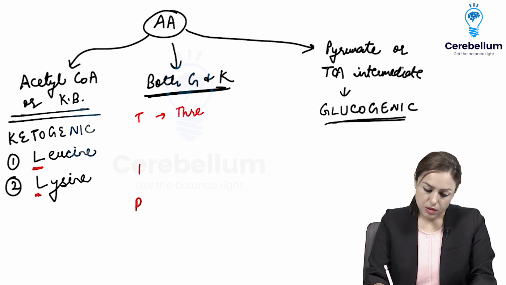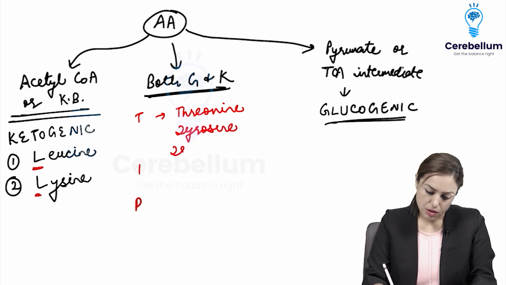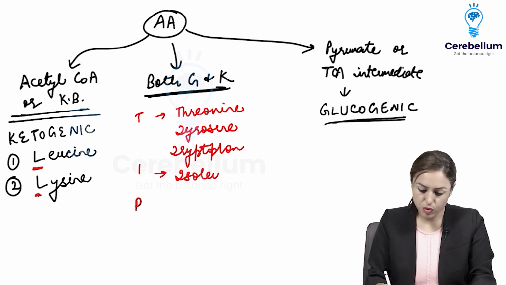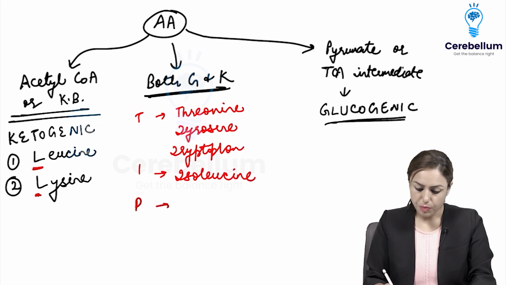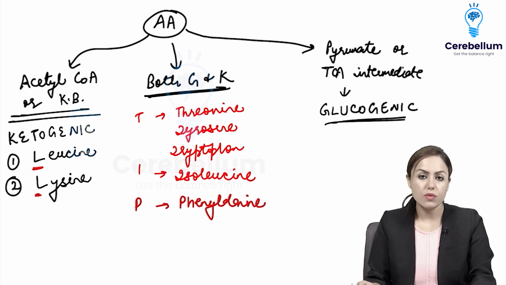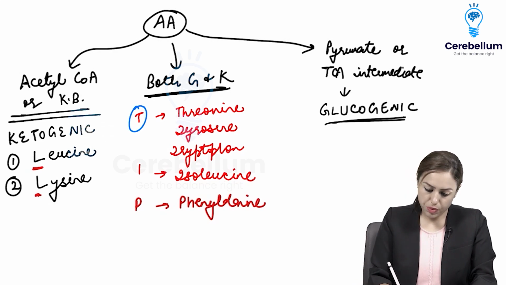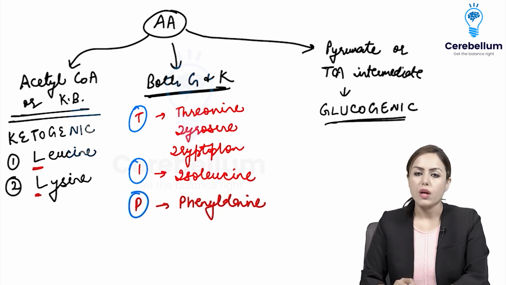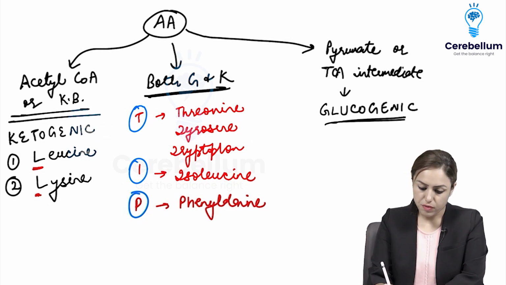That is threonine, tyrosine, tryptophan. Okay. Then I stands for isoleucine. Okay. P stands for phenylalanine. Okay. So take this mnemonic TIP. From T, write down all the amino acids starting from T. I is isoleucine, P is phenylalanine. So these 5 amino acids are in both category.